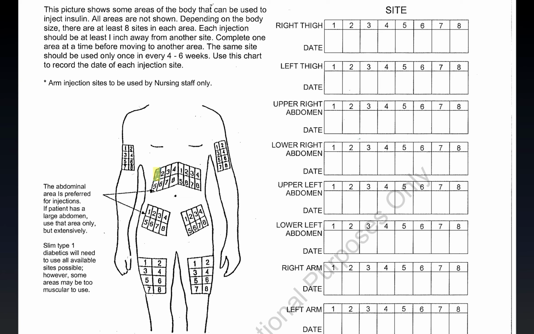All right, and then we have to record that on this side of the page over here. So let's look for upper right abdomen. So it's down here, or it's up here, I should say. Go ahead and indicate your initials. And today is the 2nd of October.